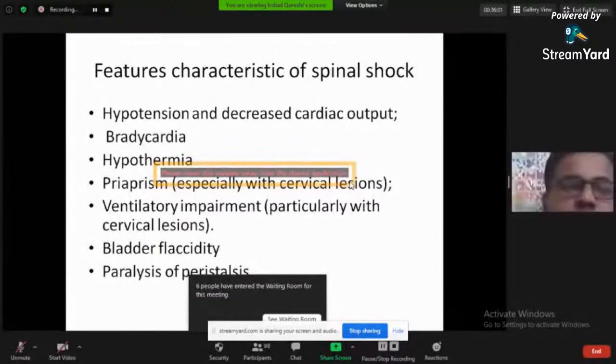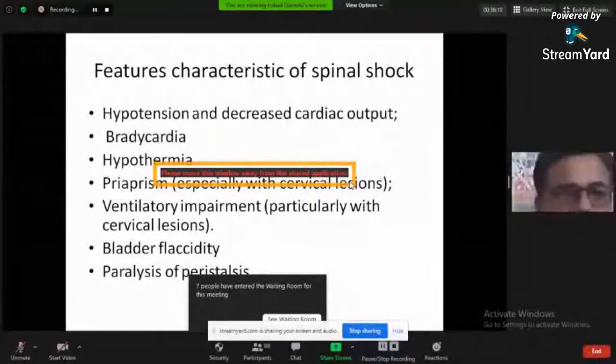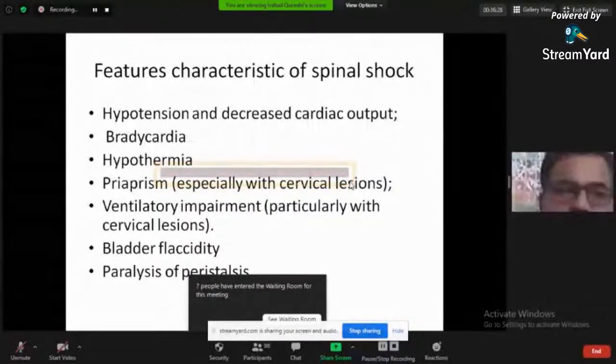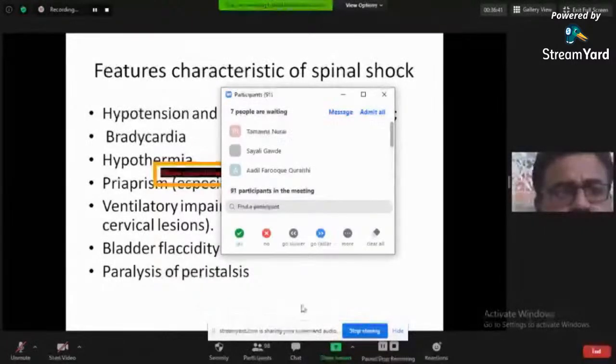As a physiotherapist, we are more concerned with motor impairments, motor presentation. We talk about hypotonicity, lots of talk goes on to the tone, reflexes, superficial reflexes, deep tendon reflexes, but there are certain characteristics which are not very commonly discussed, which are a part of spinal shock. So hypotension or decreased cardiac output is one of the characteristics of spinal shock. Bradycardia, hypothermia, ventilatory impairment, bladder flaccidity, paralysis of peristalsis. All these are the typical characteristics of spinal shock. I have selected the exclusive ones which can be experienced most commonly, and there are a lot many more characteristics of the spinal shock.